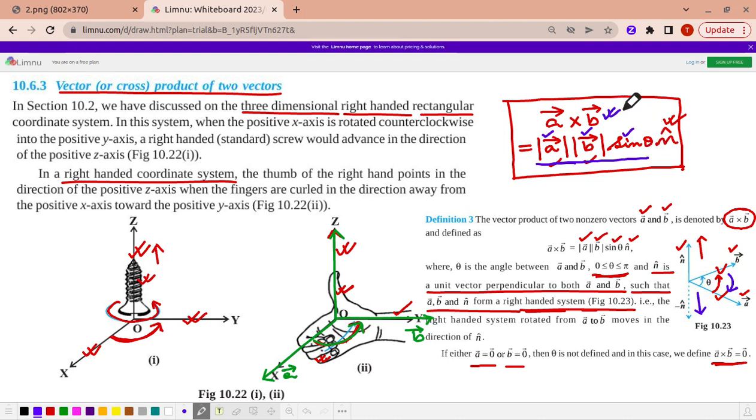Now here I can go back to the previous category of product, that is called the scalar product or dot product. If you recall, A dot B, the scalar product, generates a scalar quantity. But in case of a vector product, A cross B generates a vector. So that is why the cross product is known as a vector product, and earlier we discussed that dot product is known as the scalar product. I hope so far it is absolutely clear.